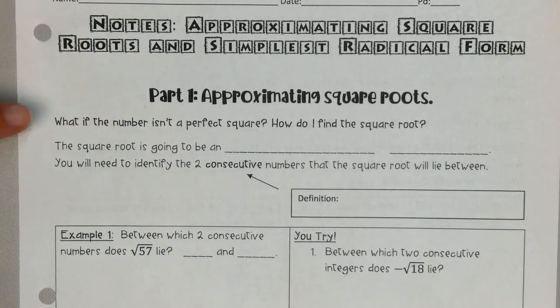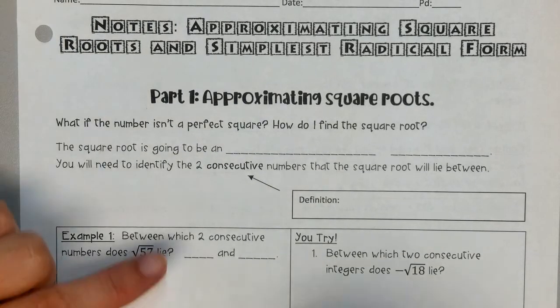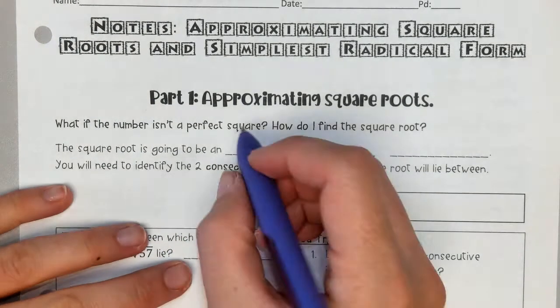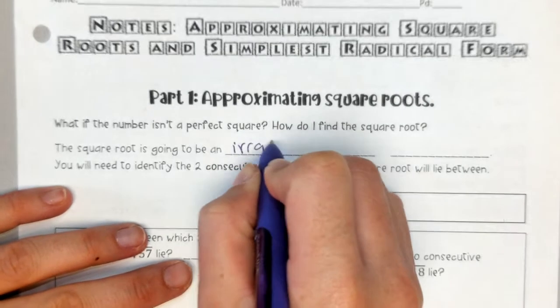Part 1, approximating square roots. What if the number isn't a perfect square? How do I find the square root? So our whole warm-up was about perfect squares, two of the same numbers that you multiply together to get a bigger number. The square root, if it's not a perfect square, is going to be an irrational number.